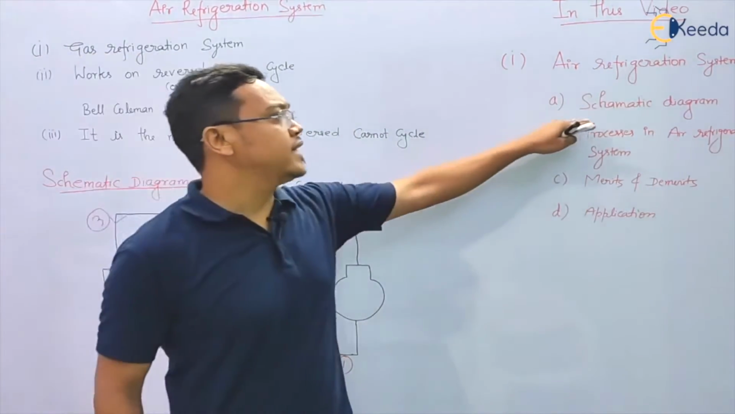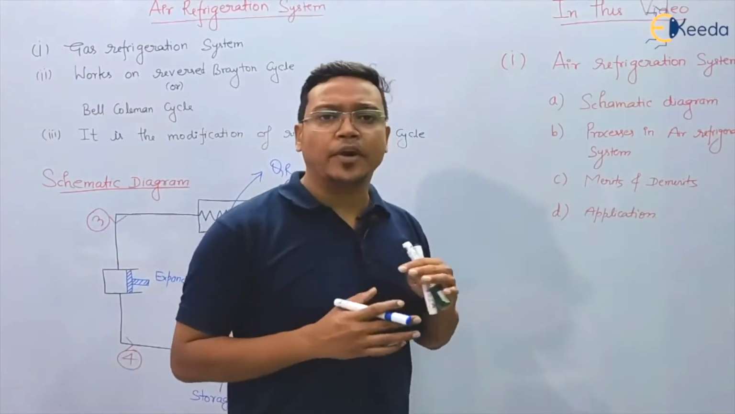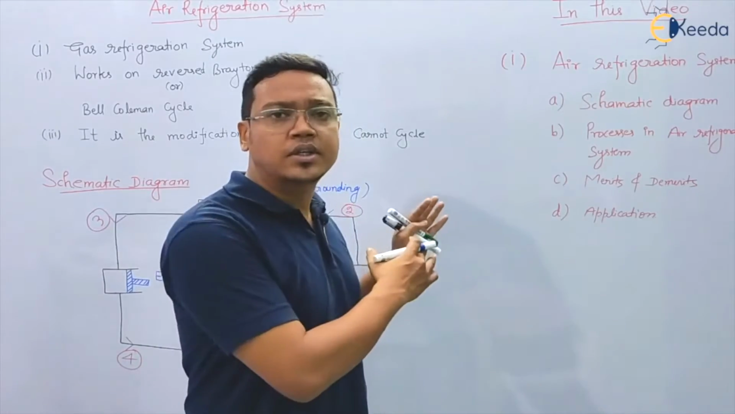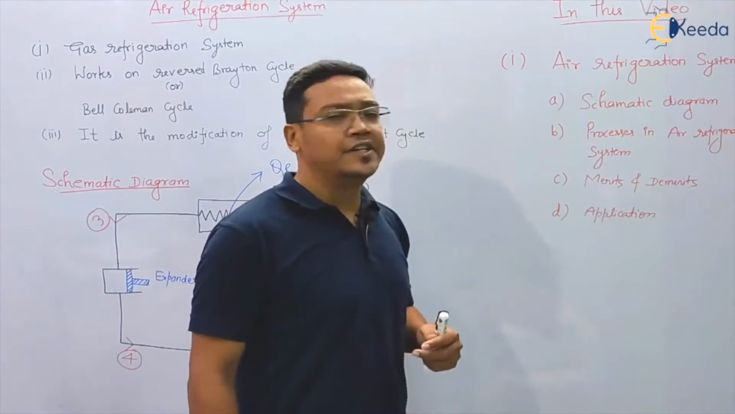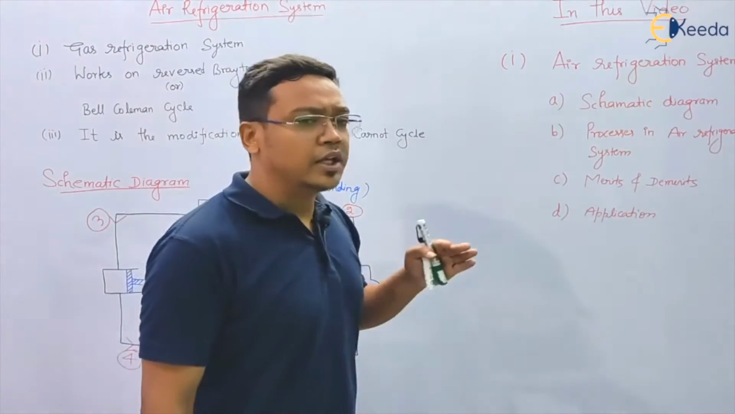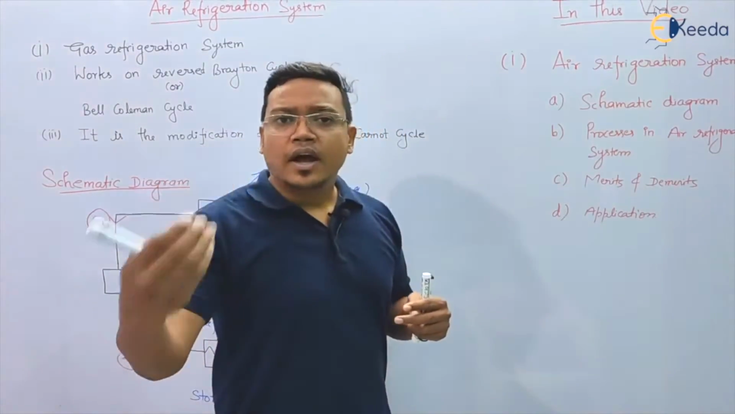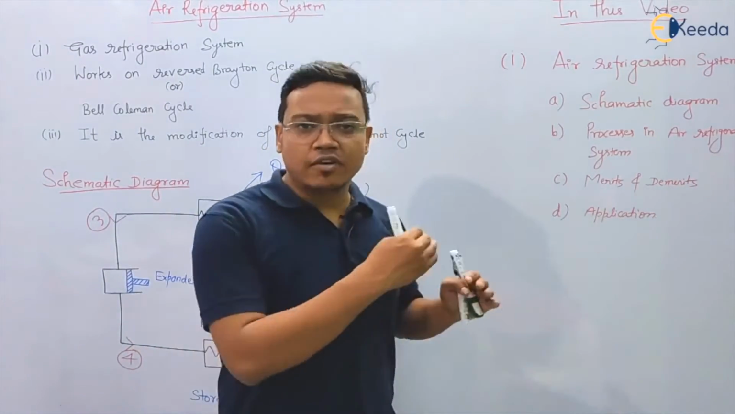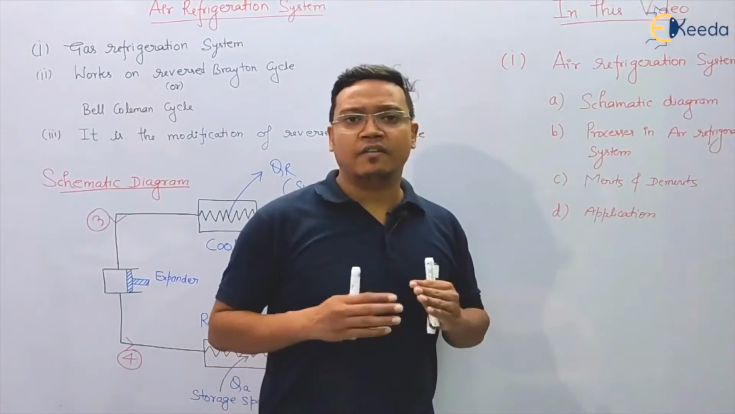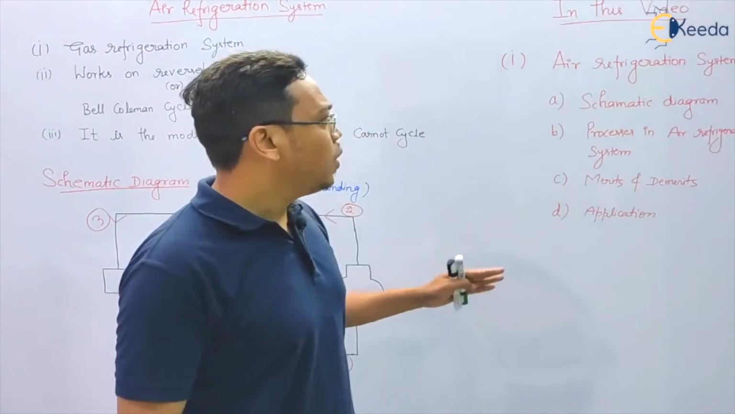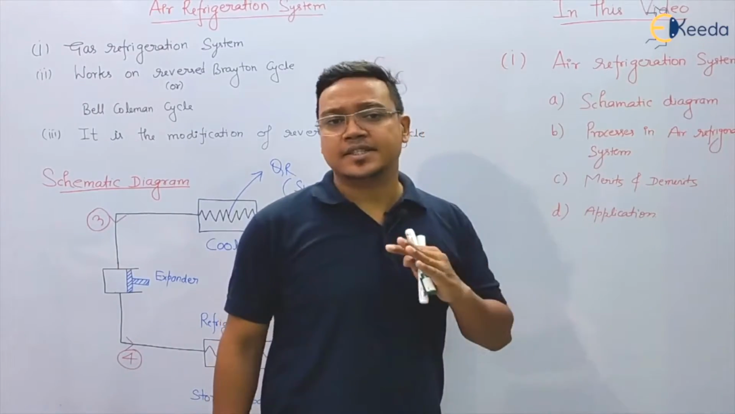First, we will see the schematic diagram. What is the schematic diagram? What are the components, the equipments which will be used in an air refrigeration system? Now we will see processes in air refrigeration system, like constant temperature process or constant entropy process. All these things we will see here. Then we will see merits and demerits of air refrigeration system. After that, we will see applications where we use this air refrigeration system.